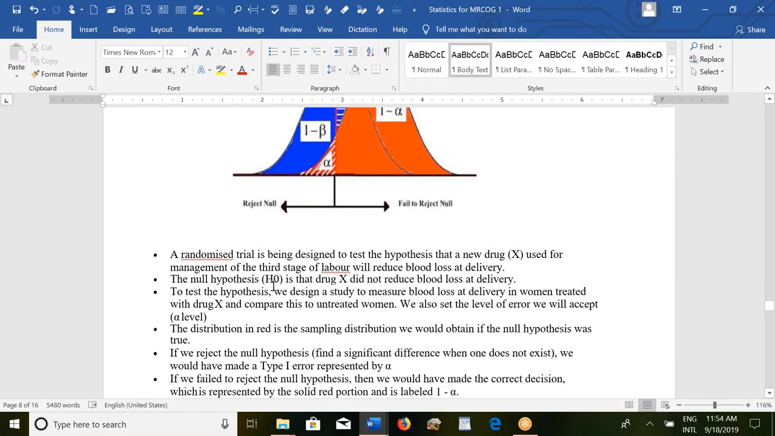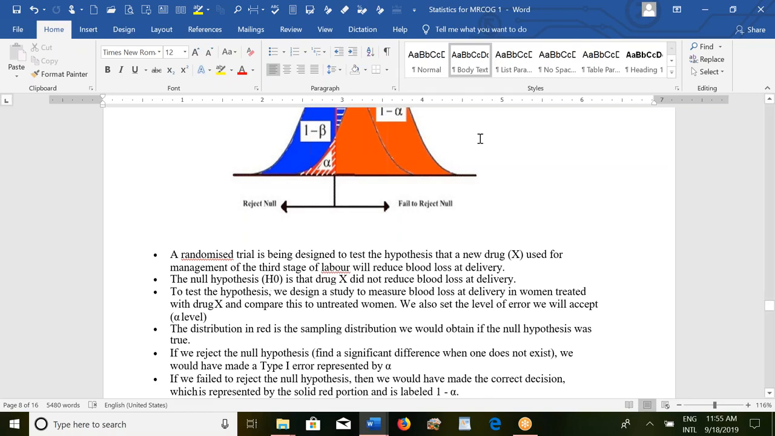So a randomized trial is being designed to test the hypothesis that a new drug X used for management of the third stage of labor will reduce blood loss at delivery. Then the null hypothesis states that drug X didn't reduce blood loss at delivery. To test the hypothesis, we design a study to measure blood loss at delivery in women treated with drug X and compare it to untreated women. We also set the level of error we will accept, the alpha level.